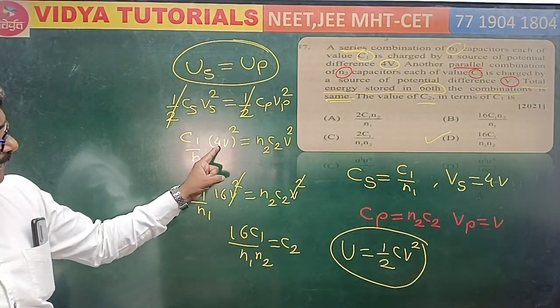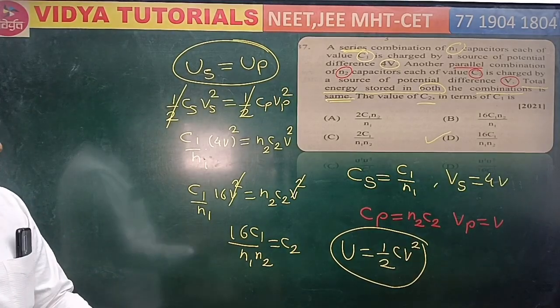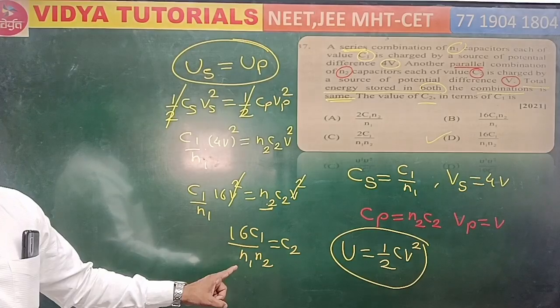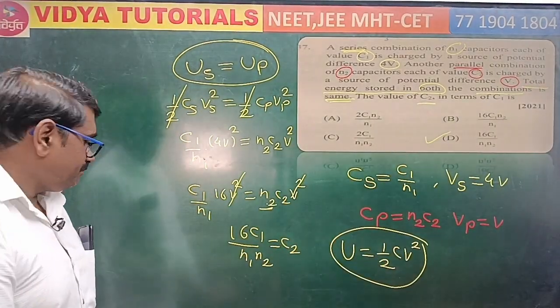Again on simplification, V square cancels. We want to find the value of C2 in terms of C1. Therefore this N2 here is multiplied, comes here and becomes divide, and therefore we can say that our correct answer is D.